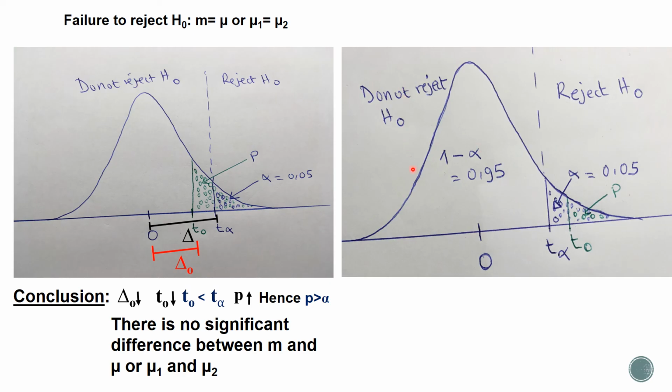So if the observed statistic falls within this zone, then we are not going to reject the null hypothesis, as we've shown here. But here you can see that the observed statistical value is actually greater than the theoretical value. And because it's greater, as I said earlier on, when t increases, what happens? P-value decreases. So when p-value decreases, what happens? P becomes less than alpha.